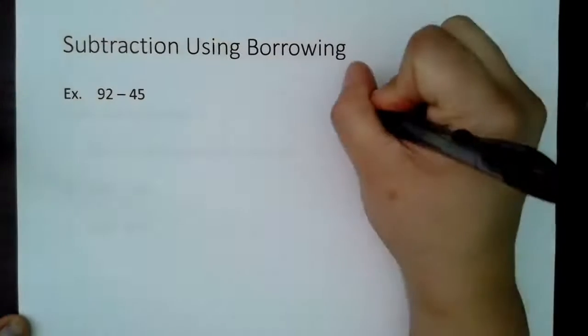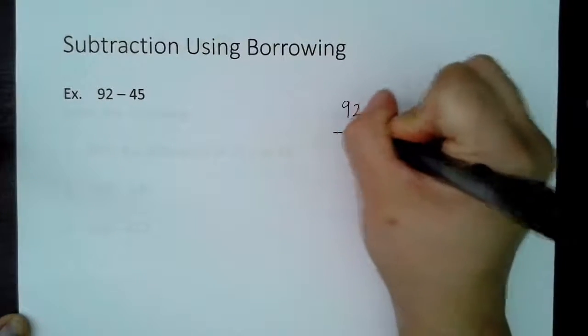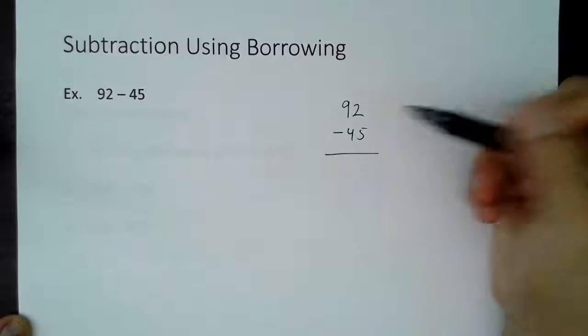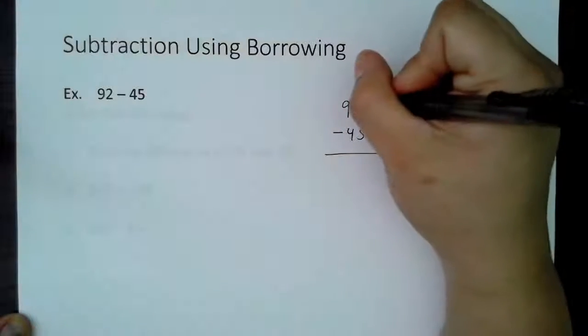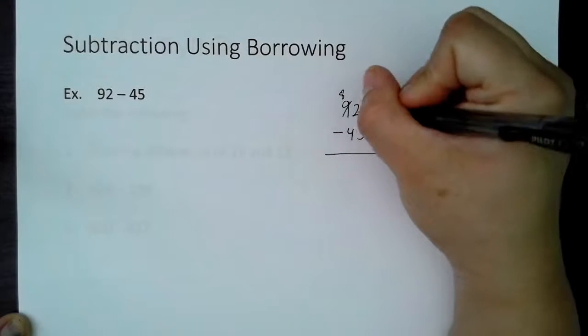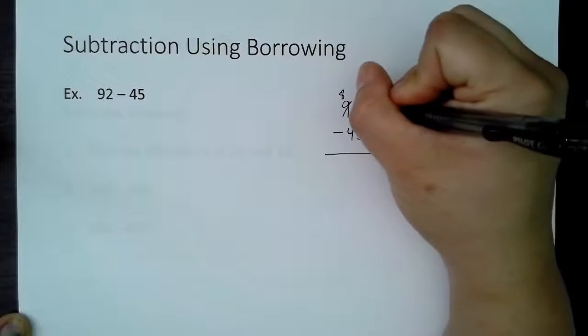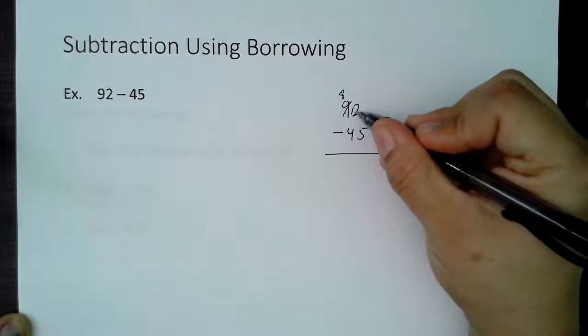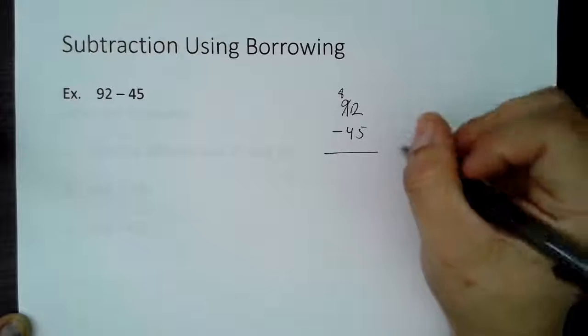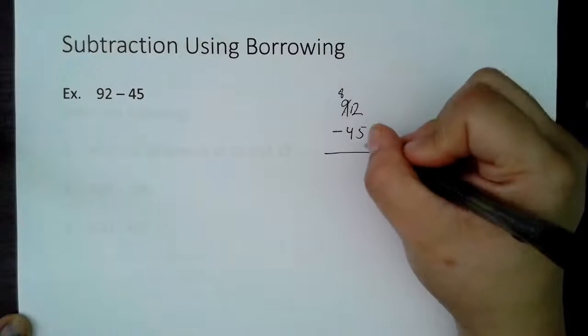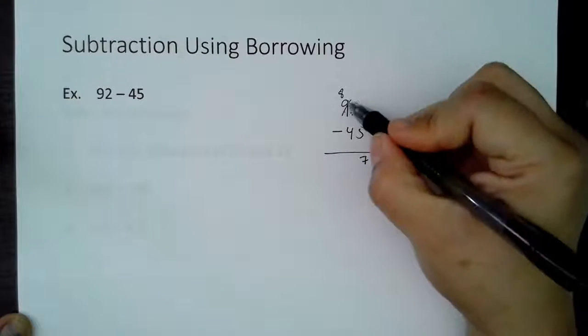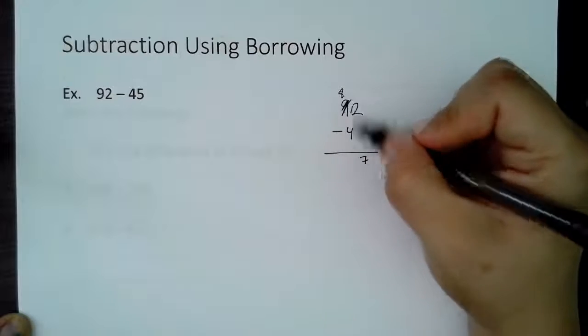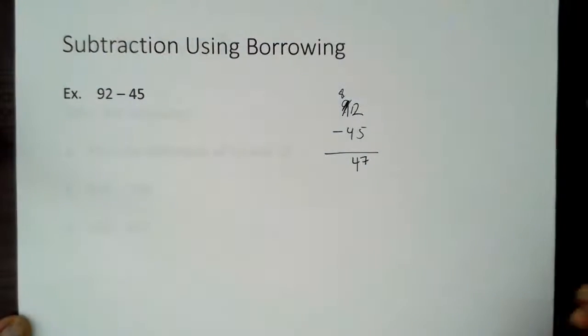What about if we have to borrow? What if you have 2 minus 5? Remember, we borrow 1 from the digit immediately to the left. So this is now a 10, and we think of this as 12. 12 minus 5 is 7, and then since this became 8, 8 minus 4 is 4, and your answer will be 47.